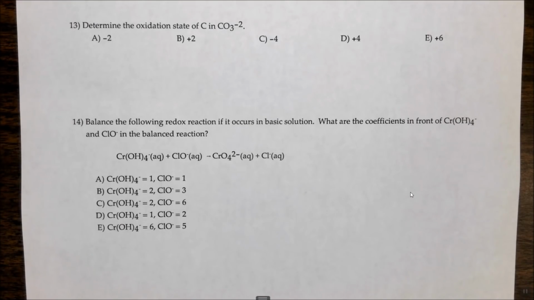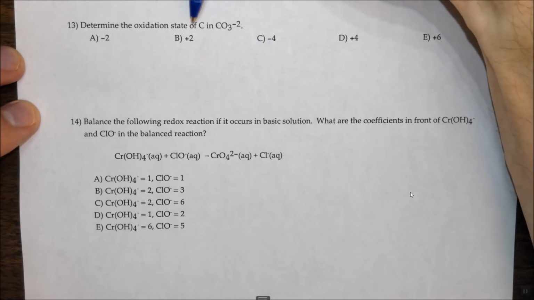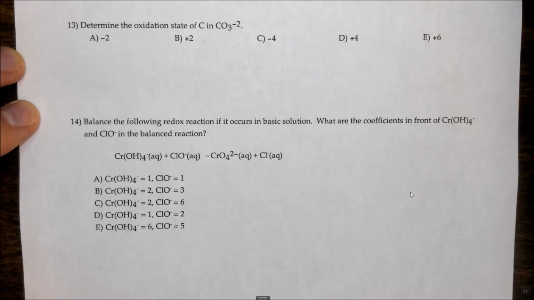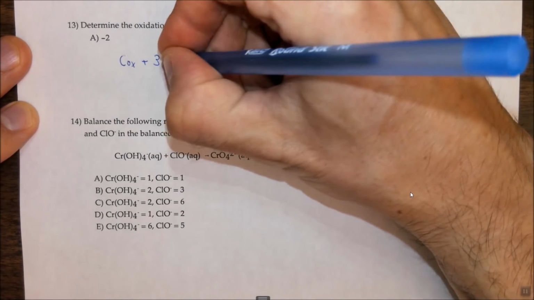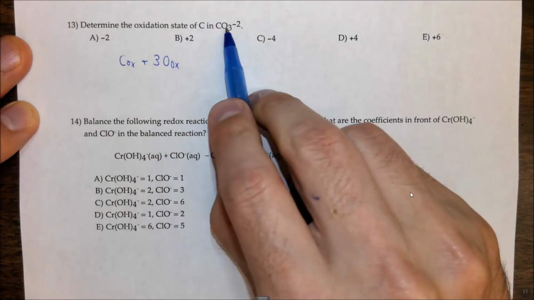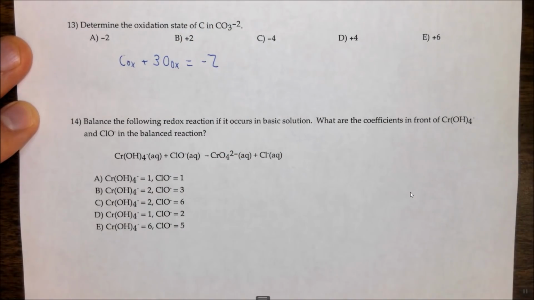All right, so now we're going to switch gears into electrochemistry. And we're also going to do question number 14, which is really long. It says, determine the oxidation state of carbon in carbonate, CO3 2 minus. So the oxidation state of carbon plus 3 times the oxidation state of oxygen, because there's 3 oxygens, equals the charge, in this case negative 2.